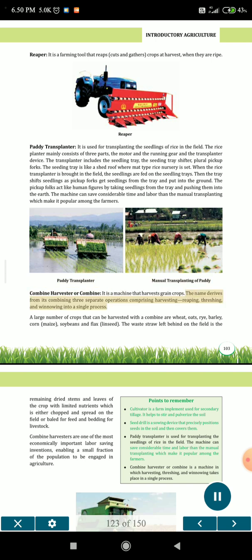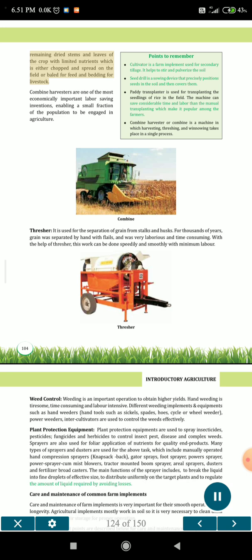The name derives from its combining 3 separate operations comprising harvesting, reaping, threshing, and winnowing into a single process. A large number of crops that can be harvested with a combine are wheat, oats, rye, barley, corn, maize, soybeans and flax, linseed. The waste straw left behind on the field is hay. Remaining dried stems and leaves of the crop with limited nutrients, which is either chopped and spread on the field or baled for feed and bedding for livestock.